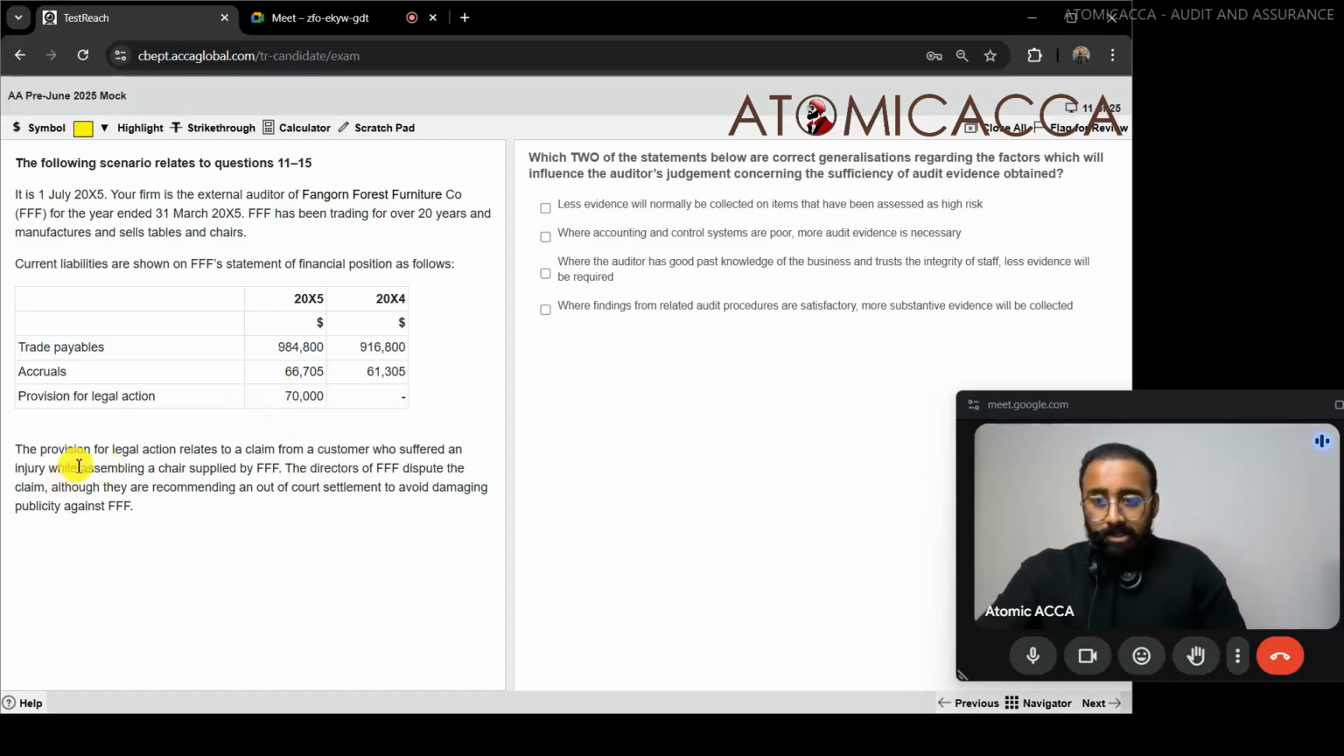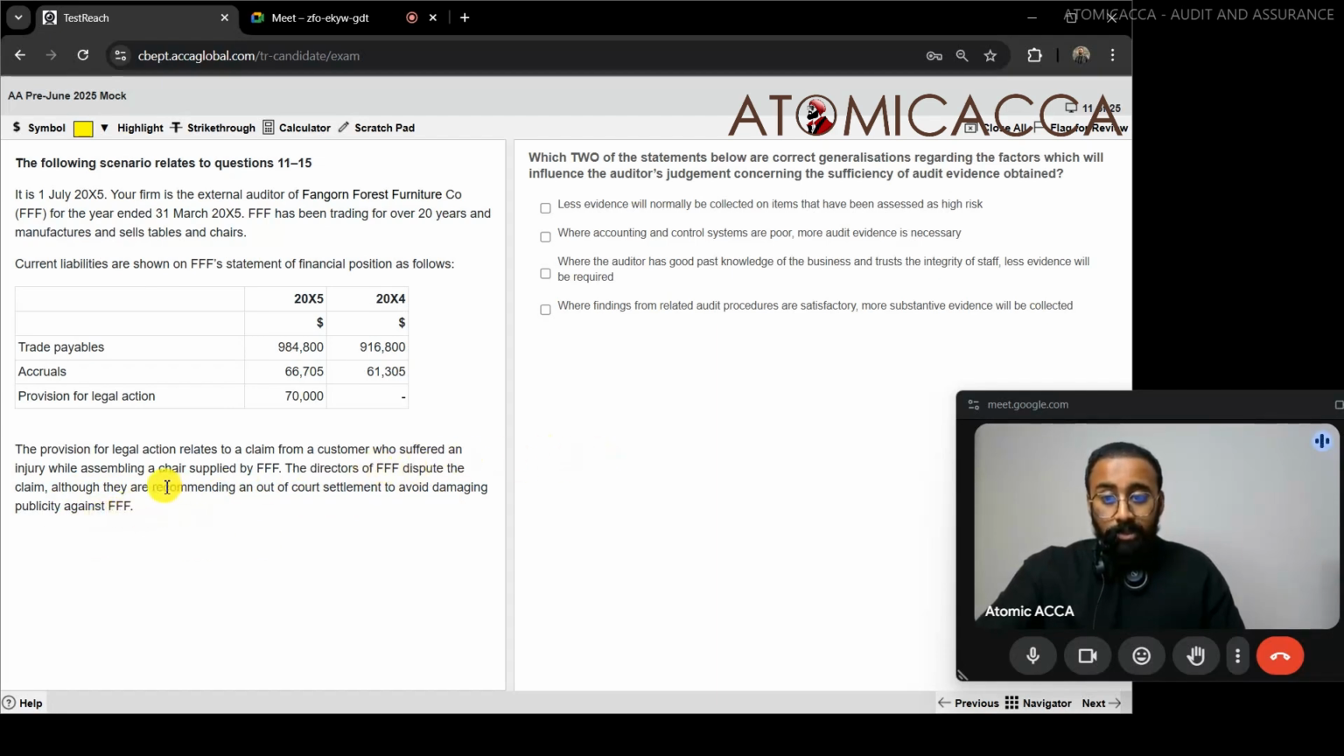Provision for legal action relates to a claim from a customer who suffered an injury while assembling a chair supplied by Triple F. Directors of Triple F dispute the claim, although they are recommending an out of court settlement to avoid damaging publicity against Triple F.